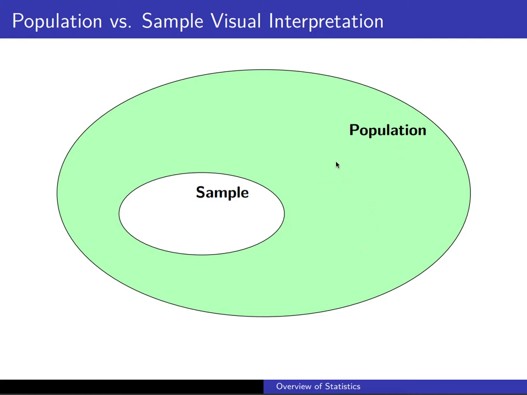We wouldn't want a large population and only take a sample of a couple individuals within the population. So the better we can get this circle to be as large as this population circle, the better our results are going to be. Again, we want this sample to be completely within this circle. So we don't want anything outside the population to be included in our sample, and we want to try to get as good a representation of the population as we possibly can.